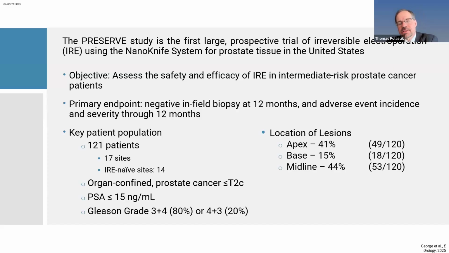Location, I think this is a very telling part of the story. 41% were at the apex. Now, I'm just going to make a comment that if you look at any treatment, whether it's surgery or radiation, HIFU, etc., many people fail at the apex. And we're always like, well, what can we use at the apex to better control their cancer? So I'm very happy to see that in this trial, apical lesions were treated in 41% of the patients because for me, this is a great treatment at the apex.